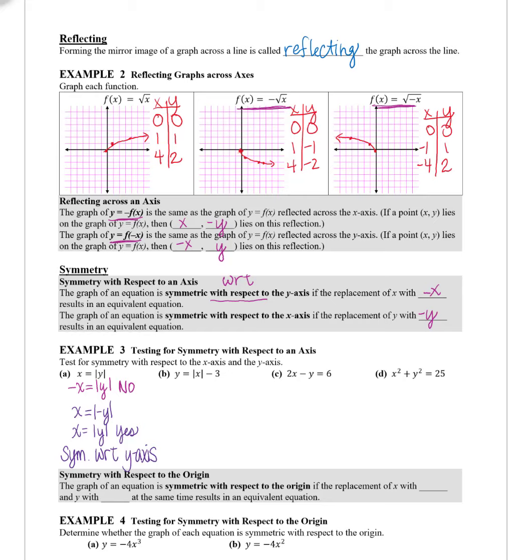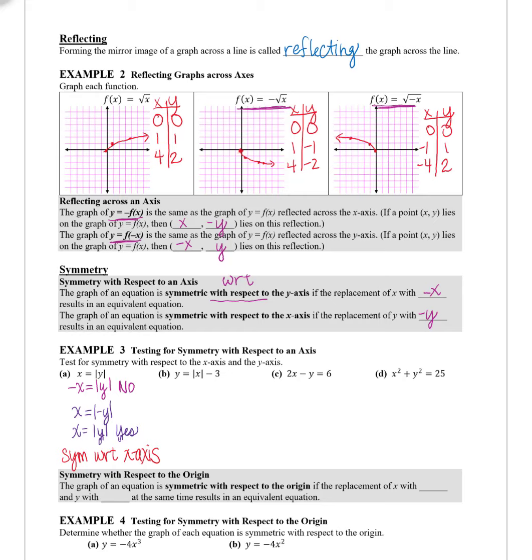The x-axis. Okay, so here when we replace the y with negative y, you can see that we found that it is symmetric with respect to the x-axis. So in the second part here, we checked for symmetry with respect to the x-axis, and you can see that this is an equivalent equation, the first one, and so this is symmetric with respect to the x-axis.